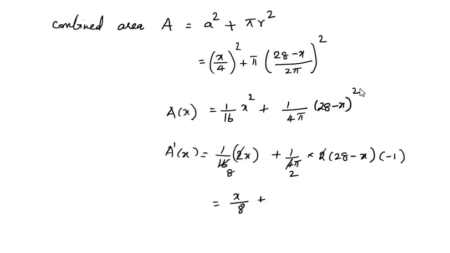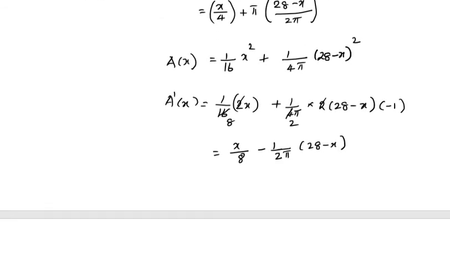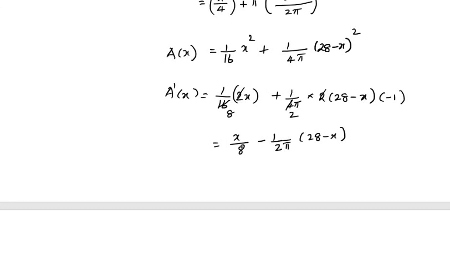Here plus into minus becomes minus 1 by 2 pi into 28 minus x, right? Okay. Therefore, this is A dash of x. Anyhow, after this we have to find A double dash of x. Even here itself, if we find A double dash of x, that will be easier for the next step. Therefore, find A double dash of x also here. What is A double dash of x?